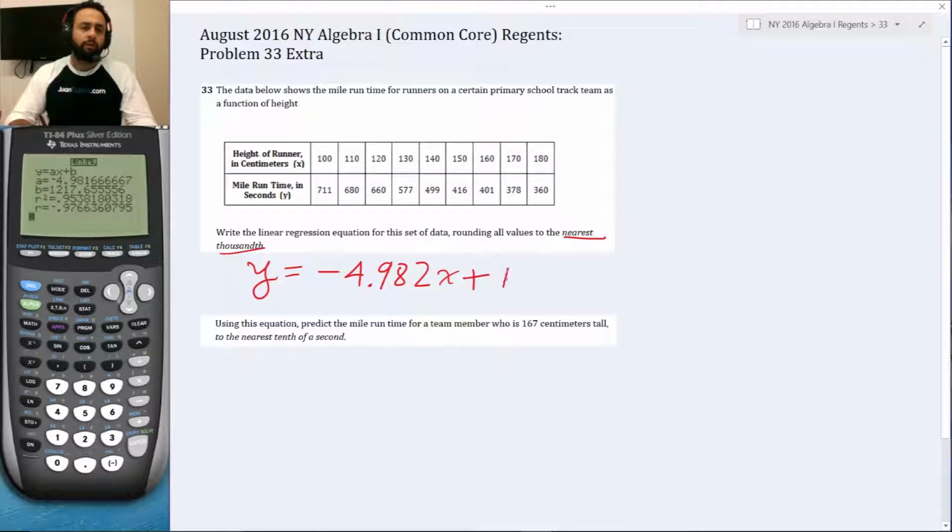Plus 1217.65. The next number is a 5, and then followed by a 5. A 5 and above, we round up, so 6. This is 2 points right there.